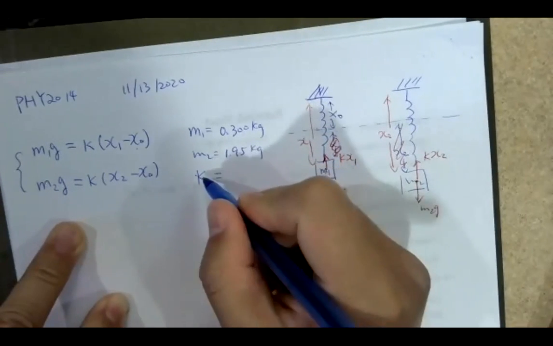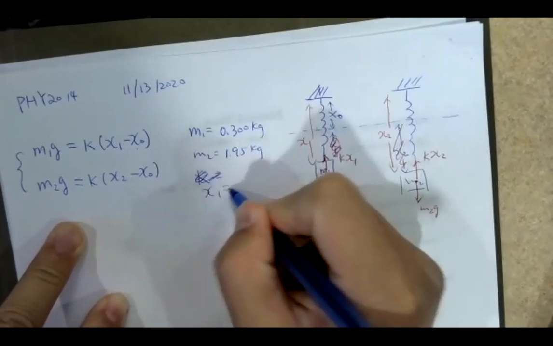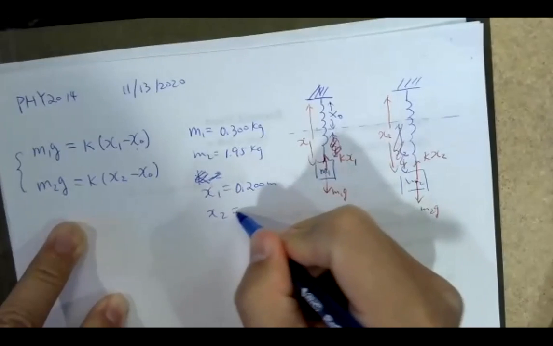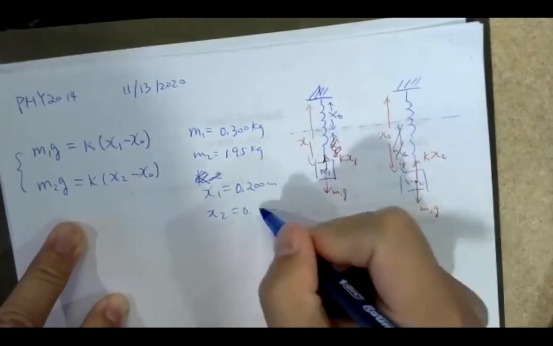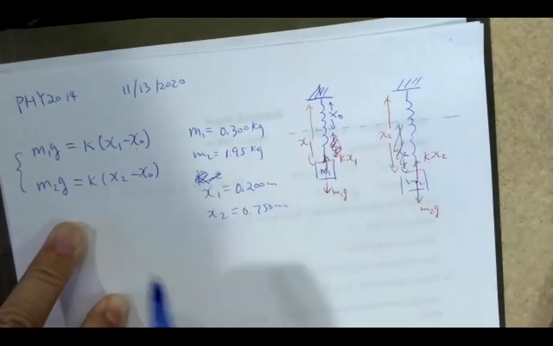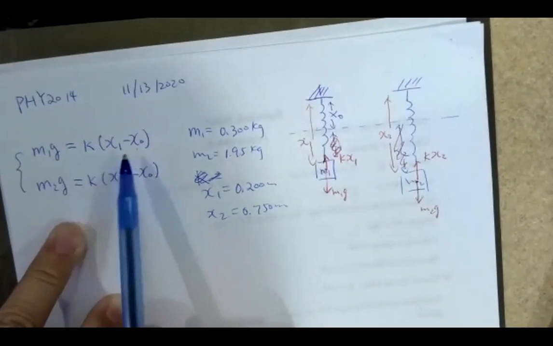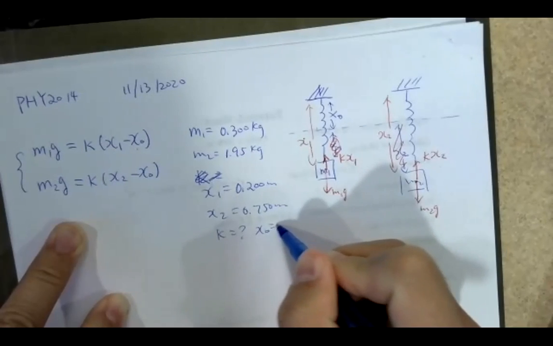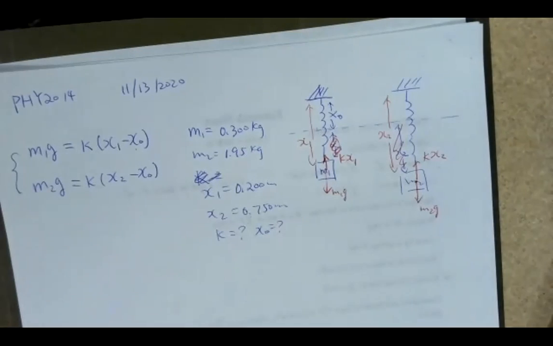It didn't tell you the k. It tells you x1 and x2. x1 equals 0.200 meters. x2 equals 0.750 meters. In these two equations, k is the unknown and x naught is the unknown. So solve for the two unknowns from two equations. Okay, so let's do this.